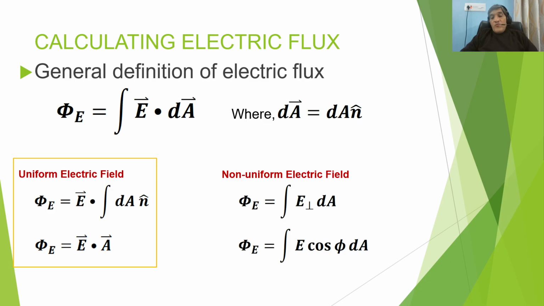For a non-uniform electric field, on the right-hand side of the PPT, we have the formula Φ_E equal to the integral of E perpendicular dot dA. In this, the electric field comes inside the integration because it is not constant. That's why we are not taking it outside the integration. So keep it inside the integral so that we can calculate the exact answer. So this is the main difference between the two formulas, for uniform electric field and for non-uniform electric field.